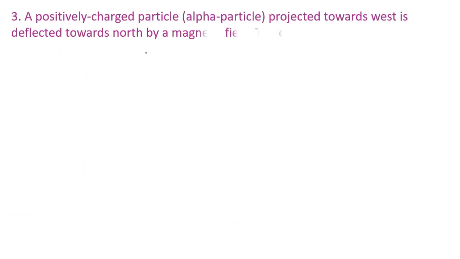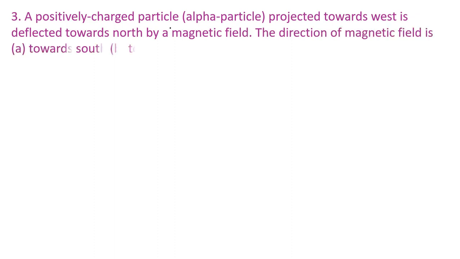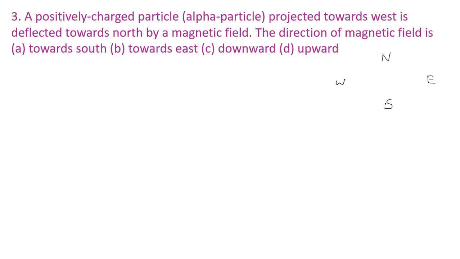Now the third index question. A positive charged particle, alpha particle, is projected towards west. So first of all, we will make here east, west, north and south, and the magnetic field is not towards north. So initially the alpha particle is moving towards west, but it is deflected towards the north by a magnetic field.